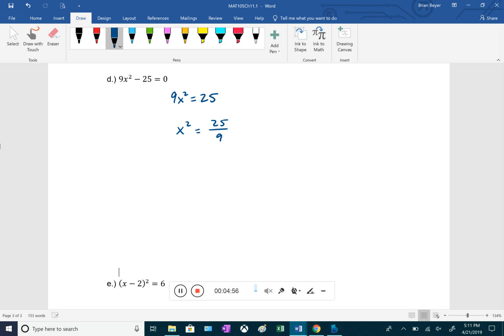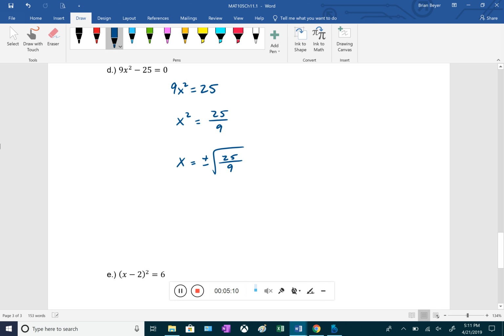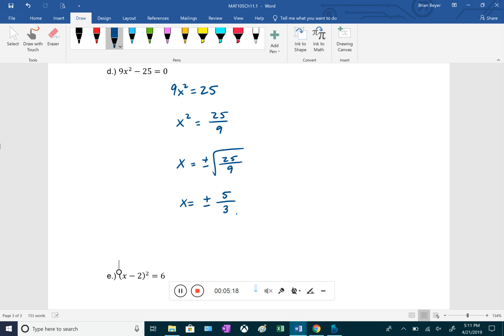That does not simplify, so we're just going to take the square root of that. So x equals, take the square root of both sides, x equals plus or minus the square root of 25 over 9. And we can simplify that now because we can take the square root of the numerator and denominator separately. The square root of 25 is 5. The square root of 9 is 3. So we get plus or minus 5/3.